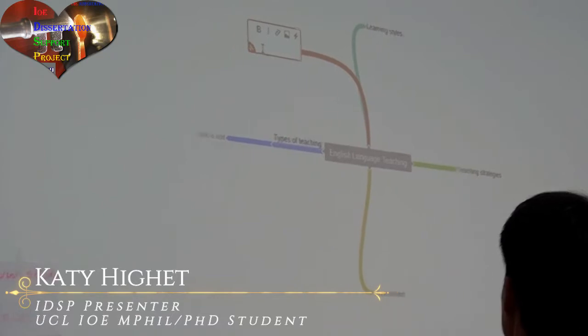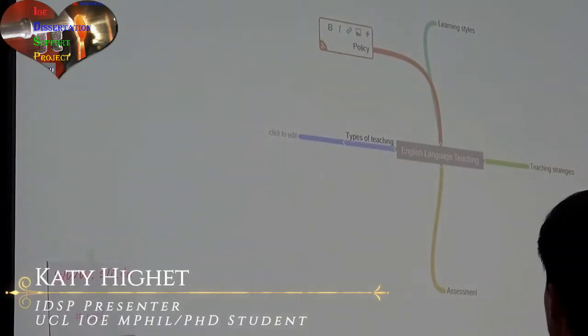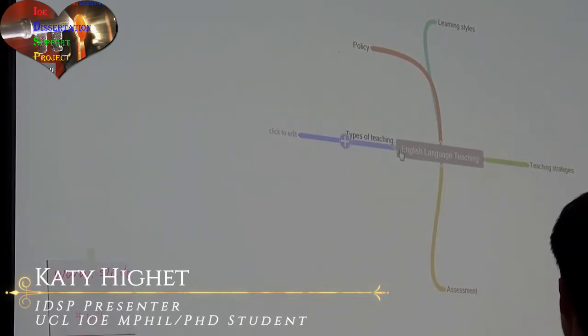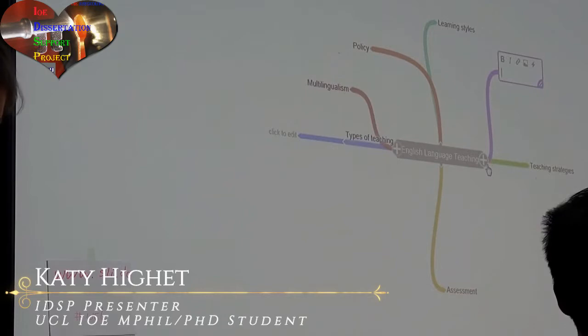There's several others that we could look at. I mean, I've written a few down. Policy. Multilingualism. Any other ideas? Anything else we could add to this? Materials. Yep. I've not thought of that one.